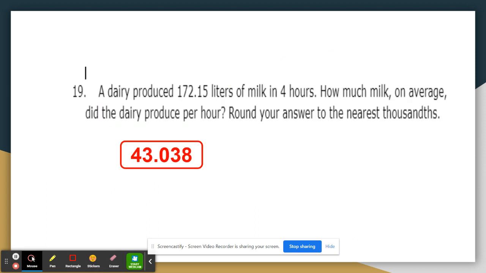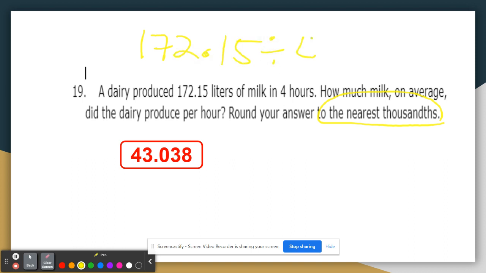Okay, a dairy produced 172.15 liters of milk in 4 hours. How much milk on average did the dairy produce per hour? Round your answer to the nearest thousandth. So, if you have your calculator, go ahead and do this. 172.15 divided by 4. So if we do that, 172.15 divided by 4, my answer is 43.0375. But remember, it says here, round your answer to the nearest thousandth.